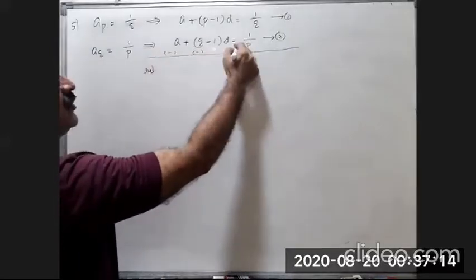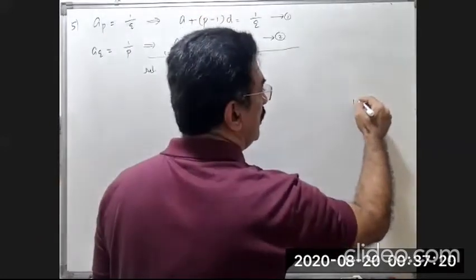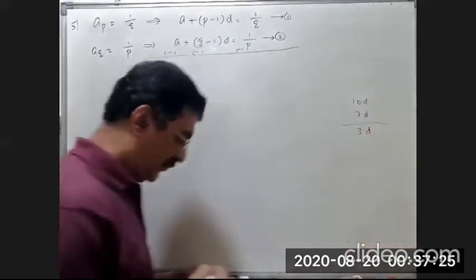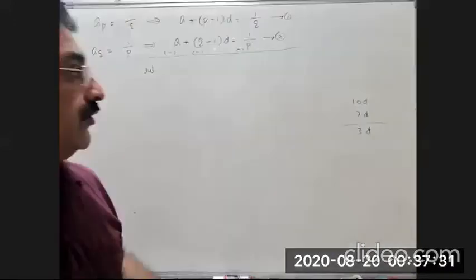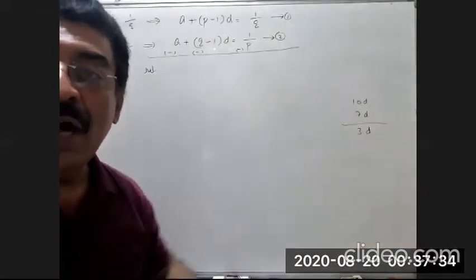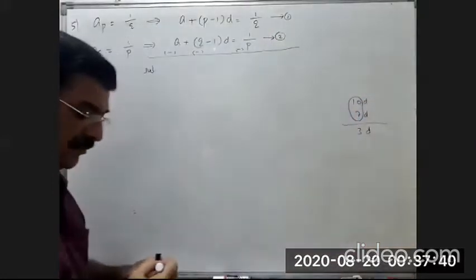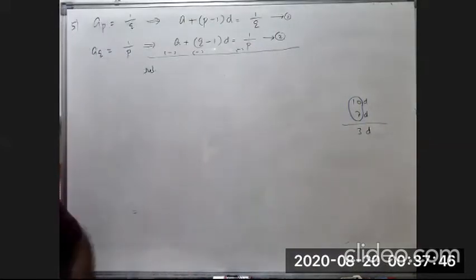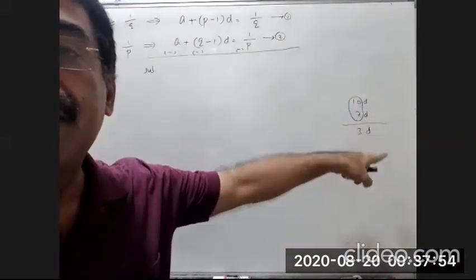You can see, if you are getting 10d and 7d, subtracting, we get 3d. Actually, how are we subtracting? Keeping that variable d as it is, we subtract only the coefficients of d. Subtracting the coefficients of d, 10 minus 7 is 3.